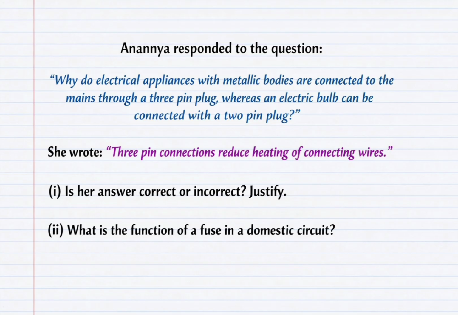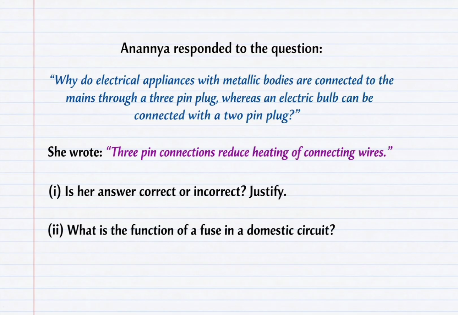First understand the question. Why are electrical appliances with metallic bodies connected to mains through a 3-pin plug, whereas an electric bulb can be connected with a 2-pin plug? So what is her answer? She wrote, 3 pin connection reduces heating of connecting wires. Now is this answer correct or not? Justify your answer.